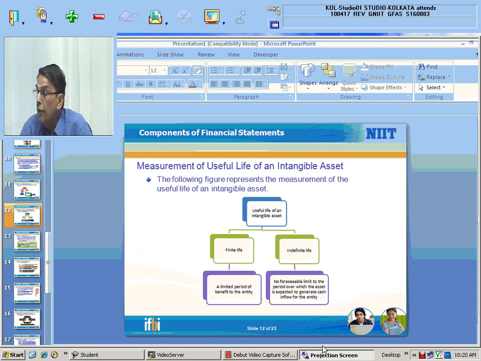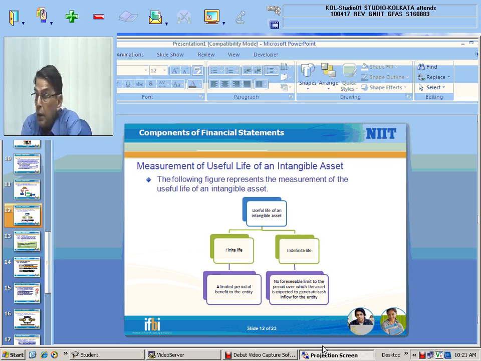Now, how should the useful life of an intangible asset be measured? That is an important question. For property, plant and equipment, the useful life is a management decision; an estimate is made. So in the case of intangible assets, how should the useful life be determined? Because subsequent measurement based on the cost model or the revaluation model will need the useful life concept. Some intangible assets can have a finite life, some have an indefinite life.